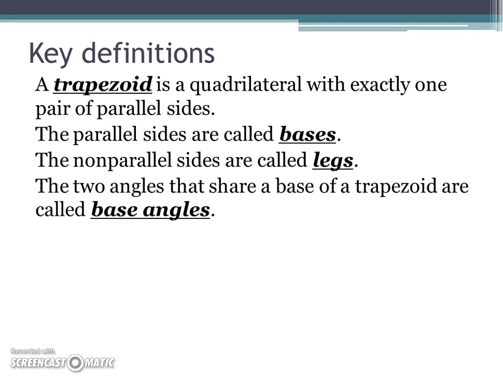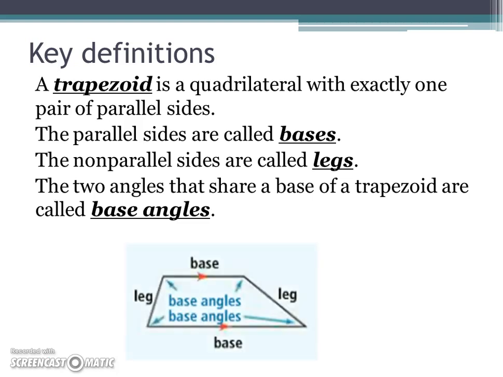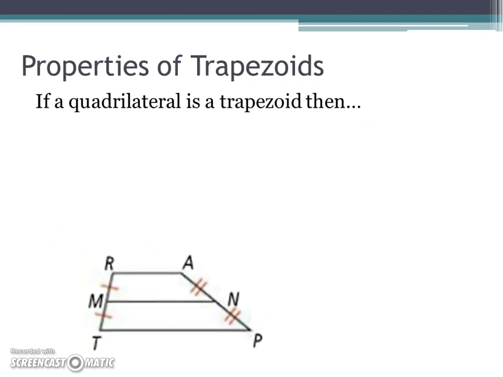The two angles that share a base of a trapezoid are called base angles. So here we have our pairs of base angles on the bottom, pairs of base angles on top. You have your legs and your bases. So that's a trapezoid. A couple of properties of trapezoids.